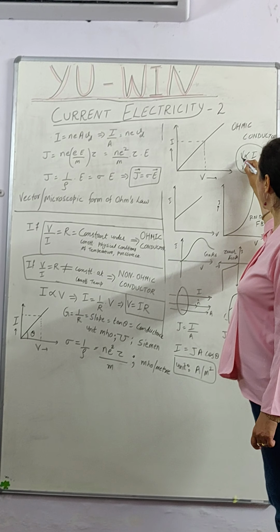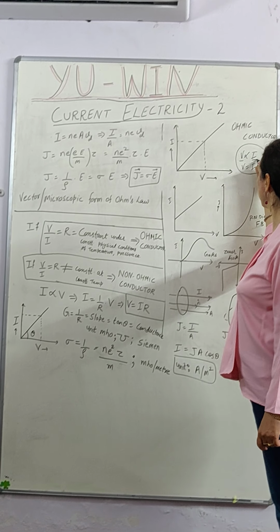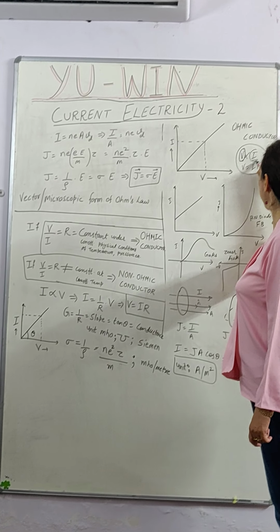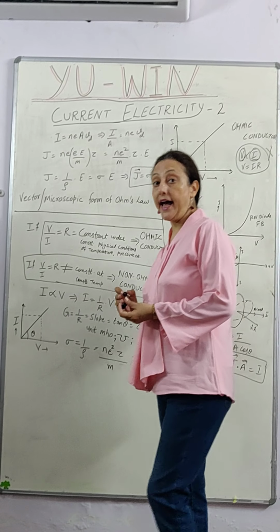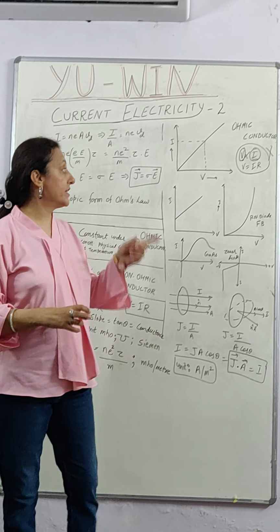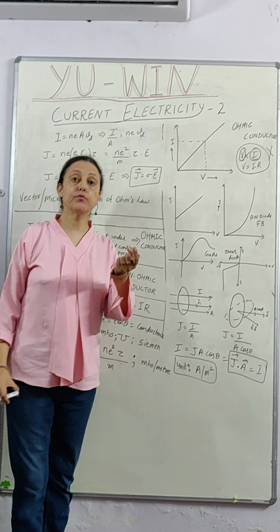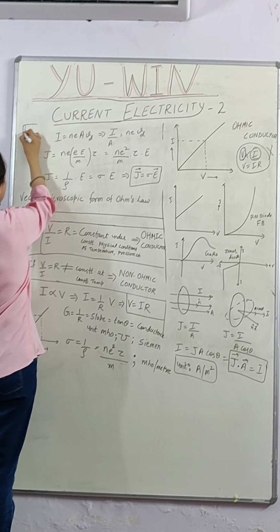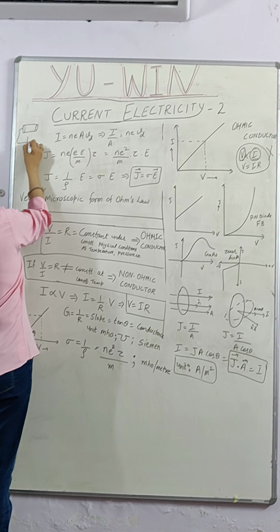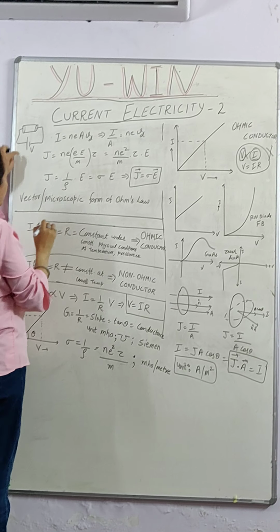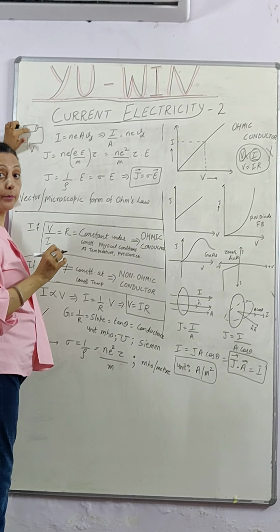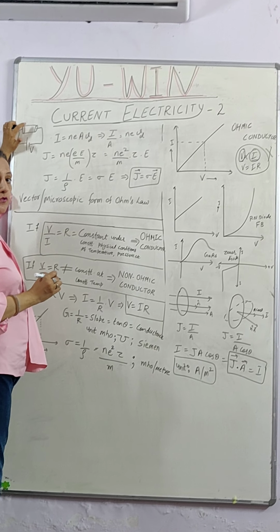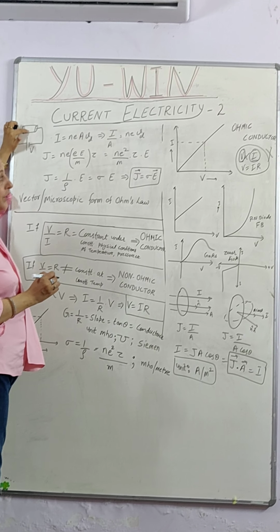Because the first thing, whenever we write this V is proportional to I, here V has to be the dependent variable and I has to be the independent variable. Actually, V is always an independent variable. Voltage is what is in your hand, what you apply. If you have a conductor and you apply V volt across it, then the current that will develop inside the conductor will depend upon the resistance of the conductor. If the resistance is more, current will be less. If the resistance is less, current will be more.